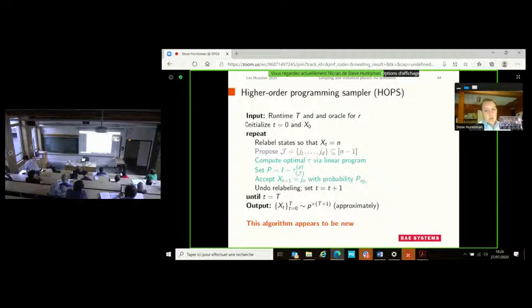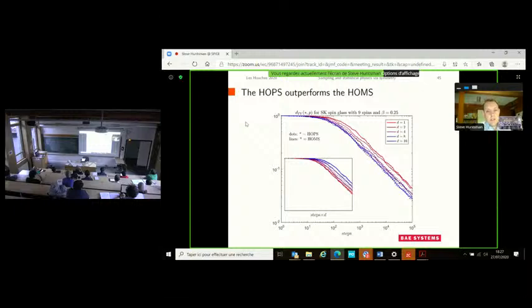So to actually translate this into a sampler, it's a little bit more involved than what you've seen before. The same setup, the same labeling and proposal. So you do this linear program at every step. It doesn't have to be big, but it's still a linear program, so it takes some effort. You build your transition matrix, and you do the acceptance. And as far as I know, this algorithm is new. And as far as reviewers know, this algorithm is new. Hopefully it's actually new. And it does better than this higher order Metropolis sampler.